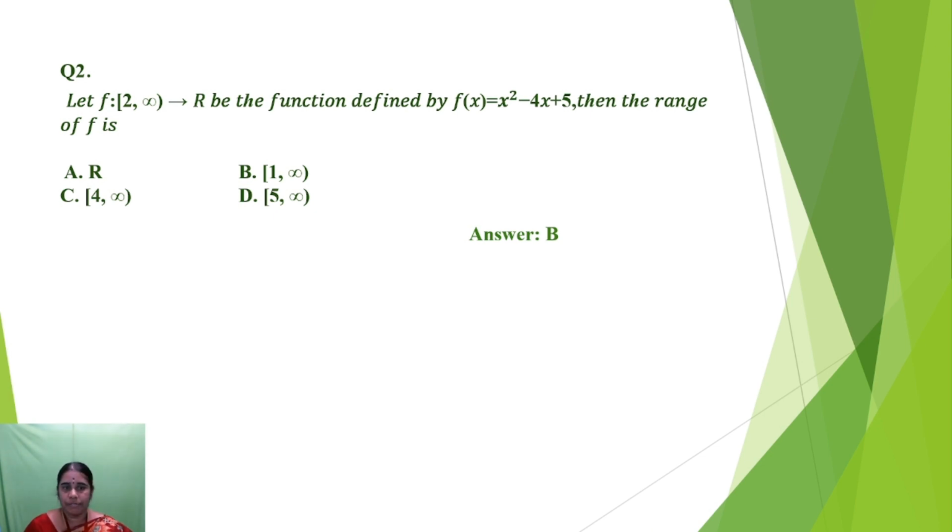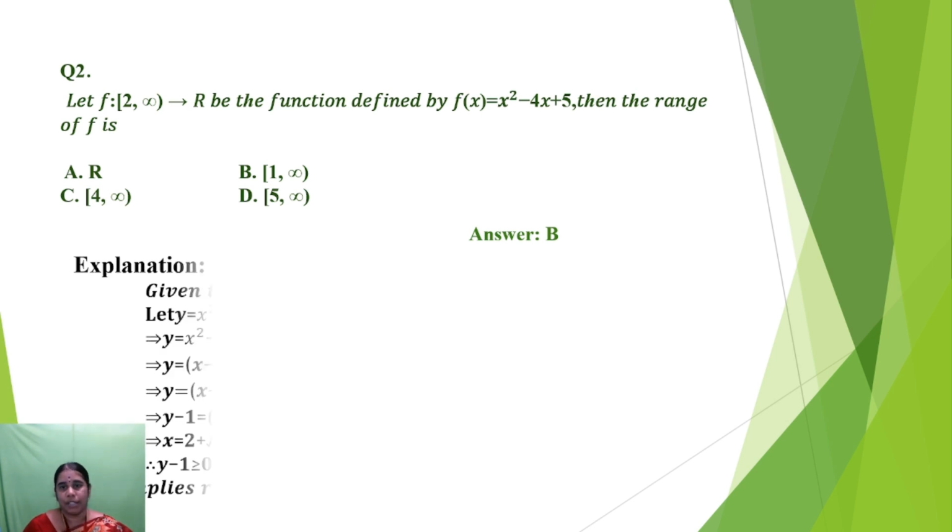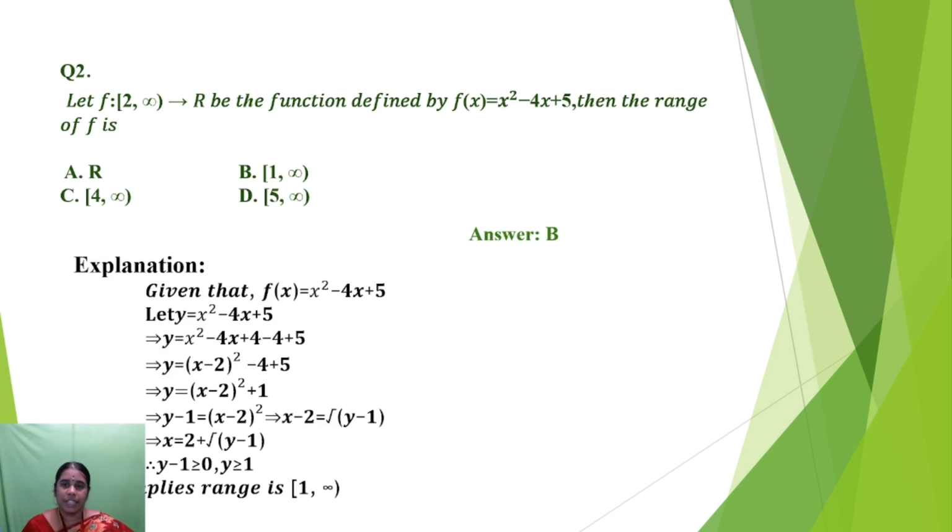Means the range of f lies between 1 and infinity. How can we calculate it? Just an explanation. Take f of x as x square minus 4x plus 5. f of x is taken as y. So y is equal to x square minus 4x plus 5. Therefore, we have to rewrite the given equation in terms of a perfect square.